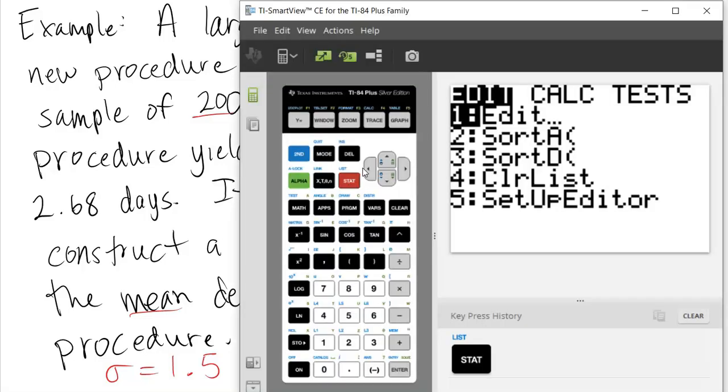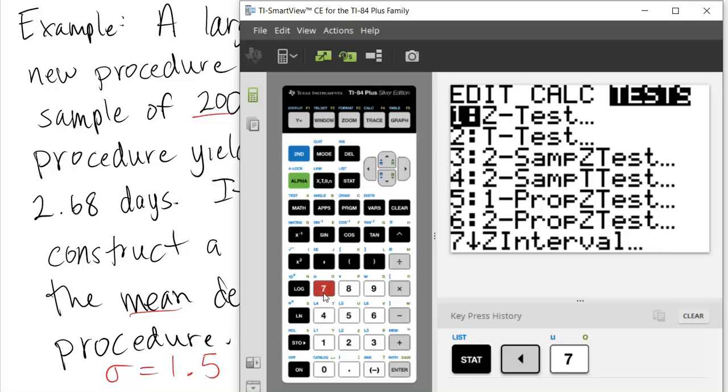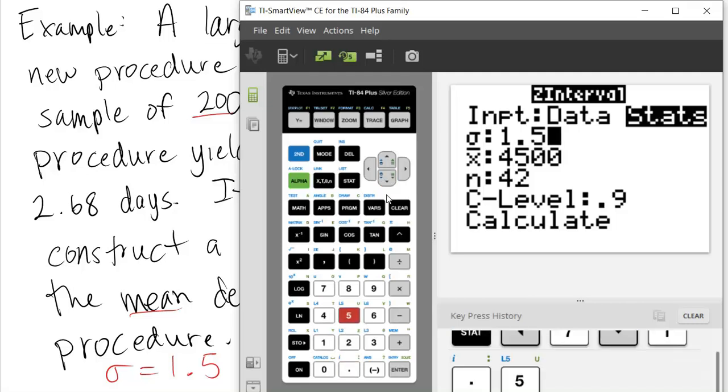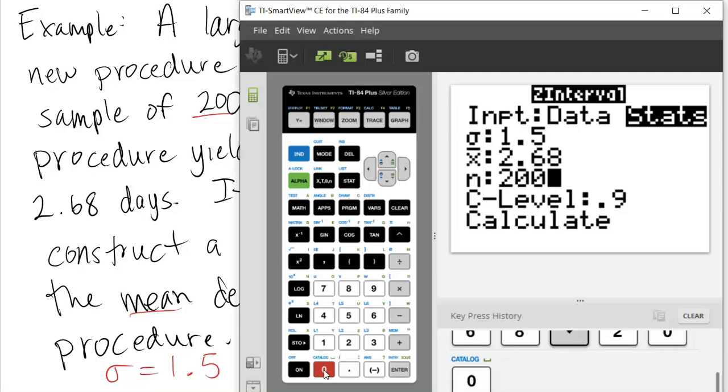Stat, scroll to tests, choice 7. Our population standard deviation was 1.5. X bar is 2.68. N was 200. And we want a 95% confidence level.